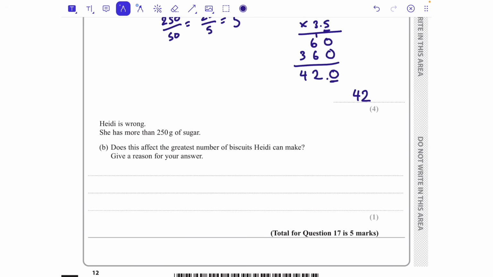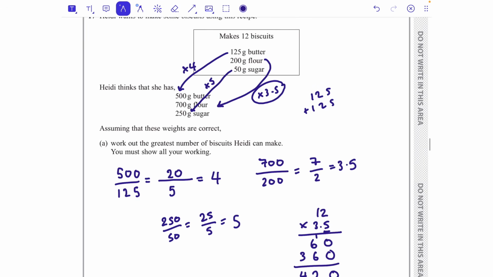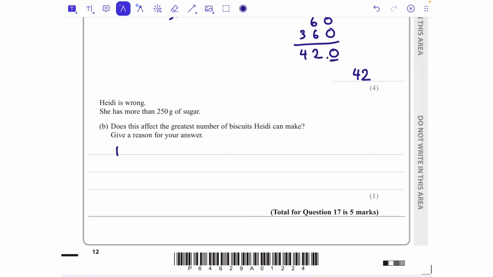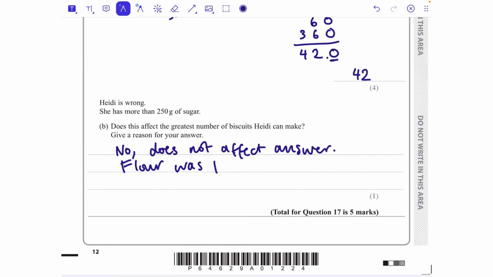Oh, Heidi is wrong. She has more than 250 grams of sugar. Does this affect the greatest number of biscuits Heidi can make? Well, no, it doesn't. If you look, sugar, we could already times the recipe by 5 for the amount of sugar we had. Sugar was not the limiting factor. Flour was what was limiting us. So we want to say no, does not affect answer. Flour was limiting the answer, not sugar. We have plenty of sugar, regardless.